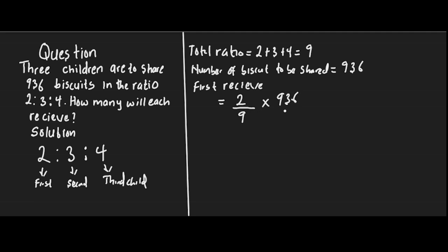So we have 2/9 times 936, and that's going to give us 2, 9 here 1, and 936. We have 104. 2 times 104 was 208. The first receives 208.